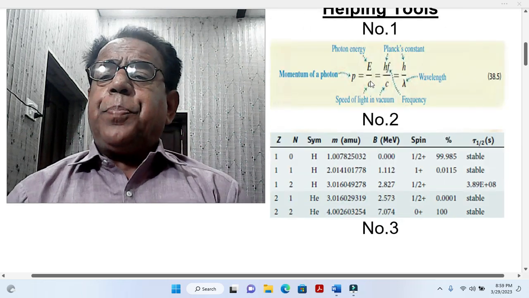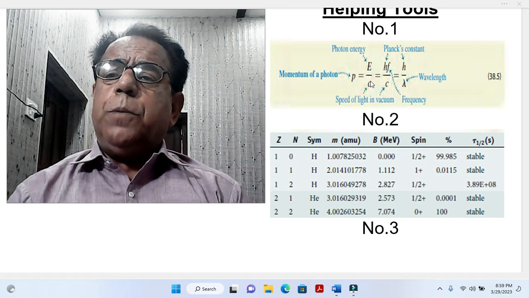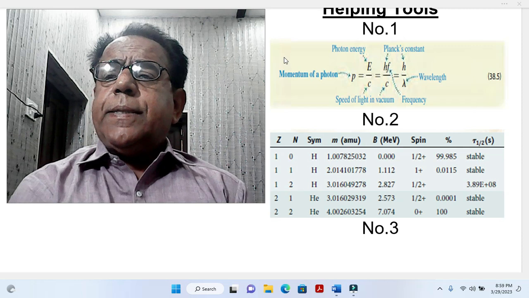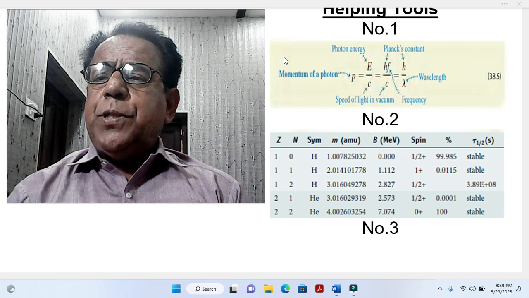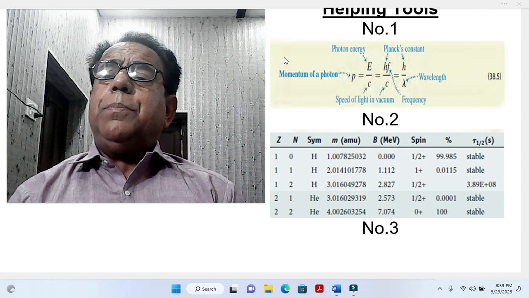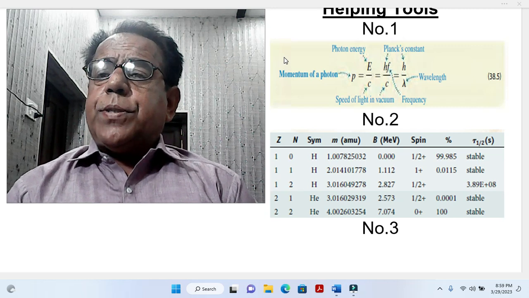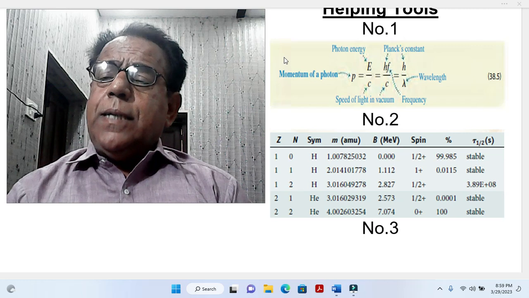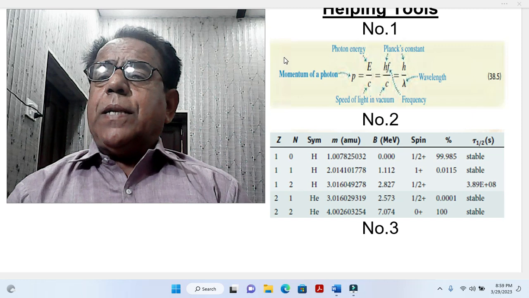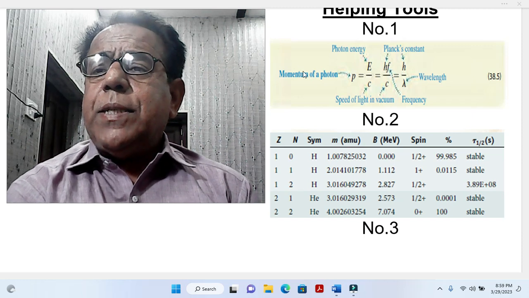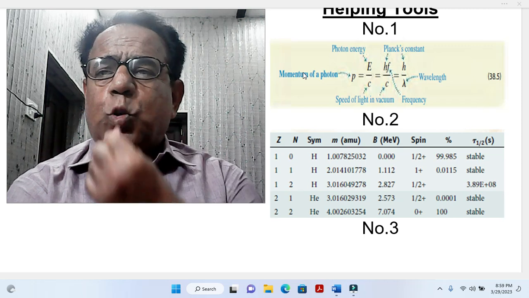Tool number 1, which has already been chosen many times. Momentum of a photon P is equal to E over c, where E is the photon energy and c is the speed of light in vacuum. This alternatively becomes equal to hf over c, where h is Planck's constant and f is the frequency. This alternatively becomes equal to h over lambda, where lambda is the wavelength. We have discussed this definition of momentum of a photon several times.